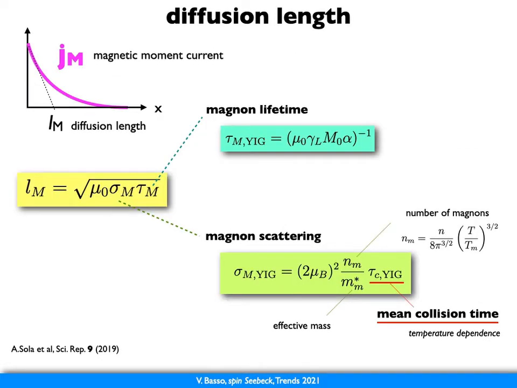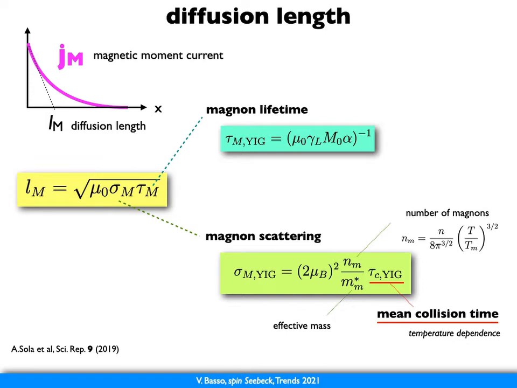What is the method that we have used? Well, first of all, let's say something about the magnetic moment current. Magnetic moment current is different from the electric current. It is a non-conserved current. So the most important property of magnetic moment current is the diffusion length, the length over which this magnetic moment current disappears. If we look at the theory, we see that this diffusion length is due to two facts. One is the magnon lifetime, the other is the magnon scattering.